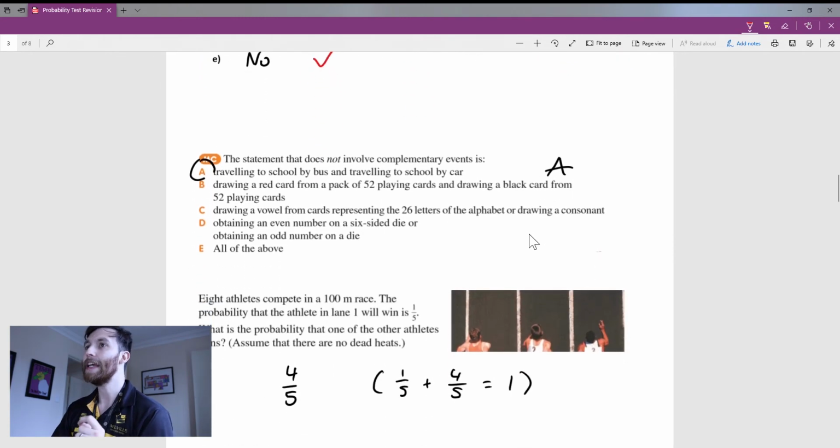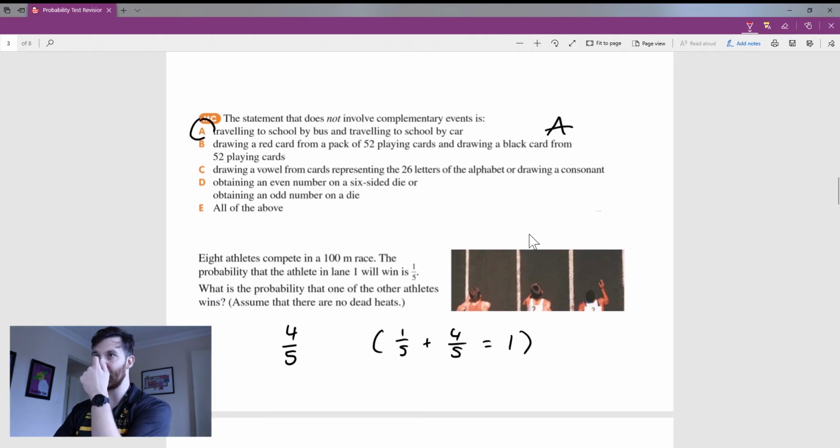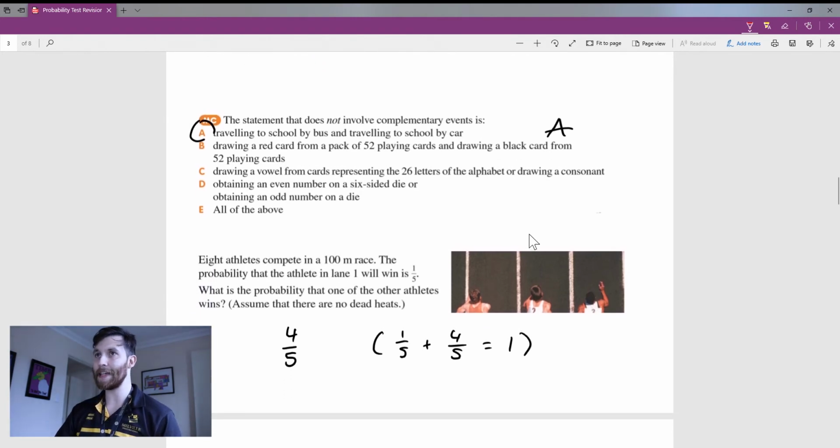Okay. Next one, the only statement that doesn't involve complementary events is A. It's similar to the other question, where there are many ways to travel to school, and bus and car are not the only two. So that's A for that one.